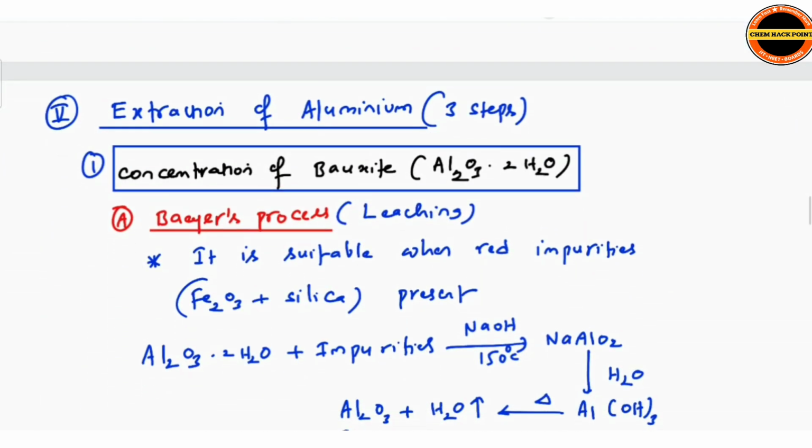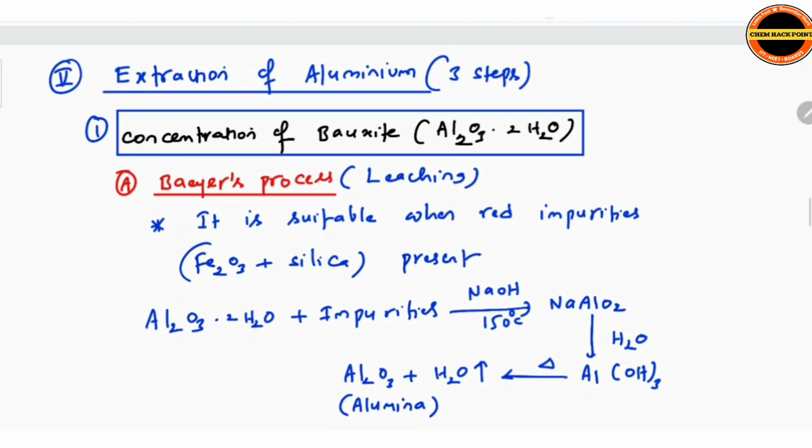Extraction of aluminium occurs in 3 steps. First step, concentration of bauxite, Al2O3·2H2O is the bauxite formula. Under concentration of bauxite, the first process is the Baeyer process, which is leaching. Leaching means chemical treatment. It is suitable when red impurities like Fe2O3 plus silica are present. Red impurities, mainly Fe2O3 with its red color, if present, then we use the Baeyer process.